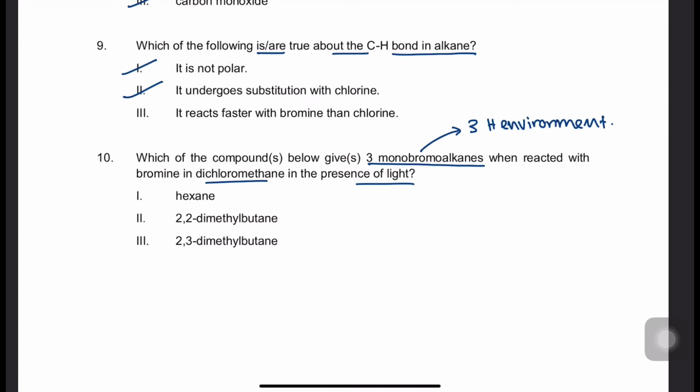So we have to make sure we find these 3 hydrogen environments. So let's start with hexane. So draw hexane. Hexane would be CH3, CH2, CH2, CH2, CH2, and another CH3. Next, we are going to classify our carbons along with our hydrogens. So this is primary, this is secondary, this is secondary, this is also secondary, and a primary. Okay, so here we are going to see whether there are any equivalent hydrogens.